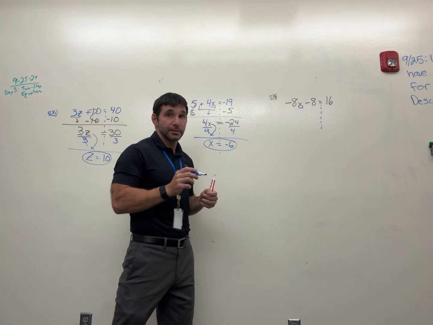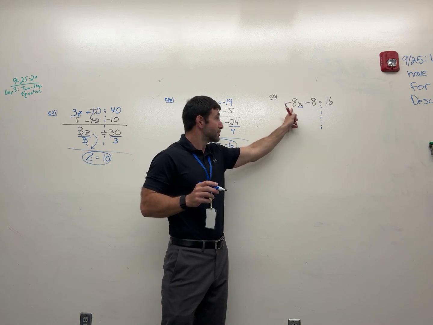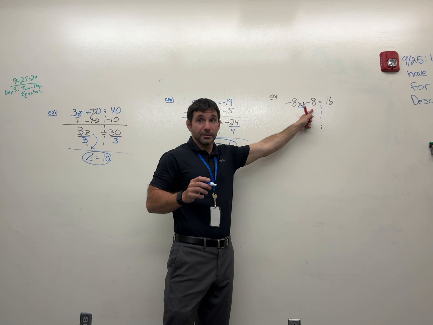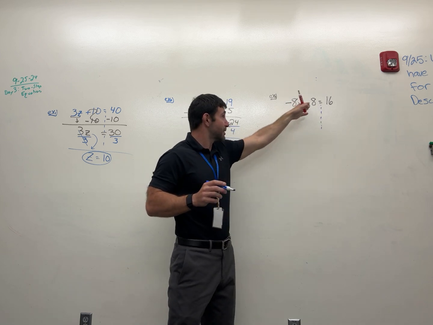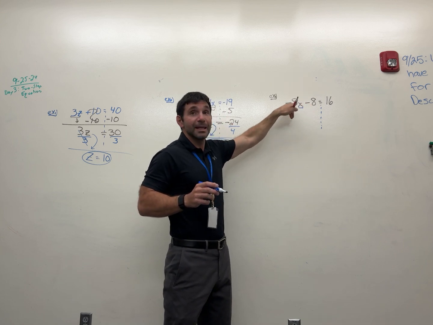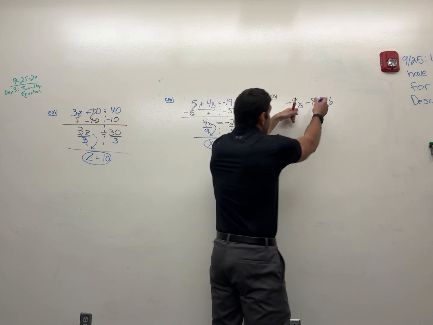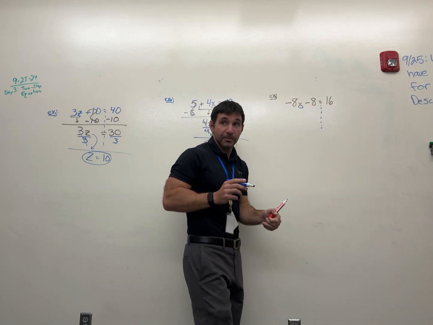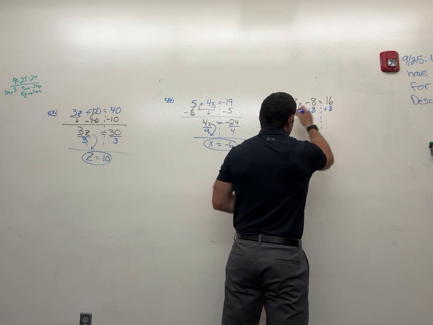Add 8. Which 8? The one in the middle. This is a negative 8, this is a negative 8. Which one? The one with the x. No, because this is negative 8 times x. These are together. We always move the constant that has no x with it. We're always moving the constant first. So we add the constant to both sides.